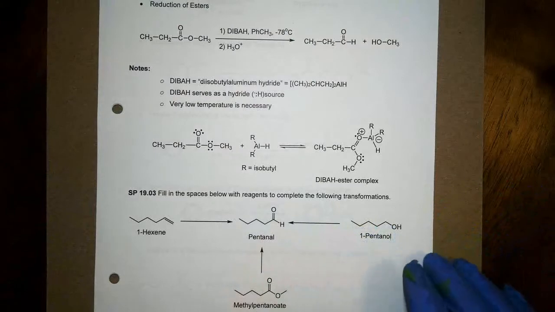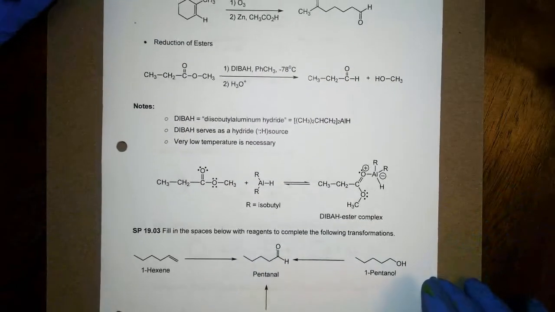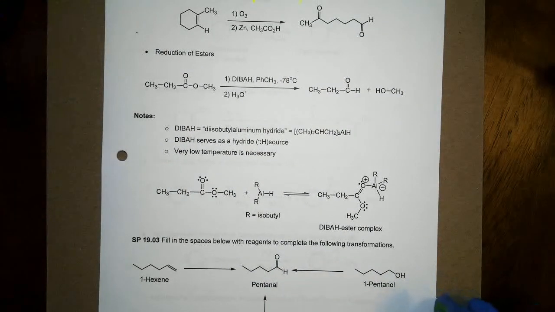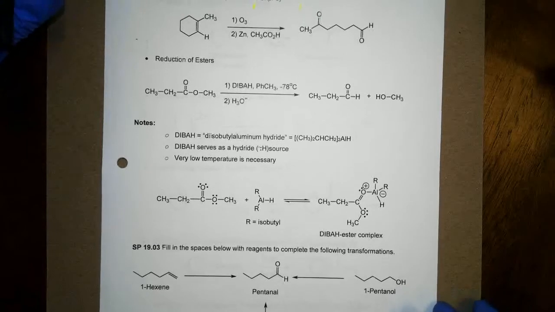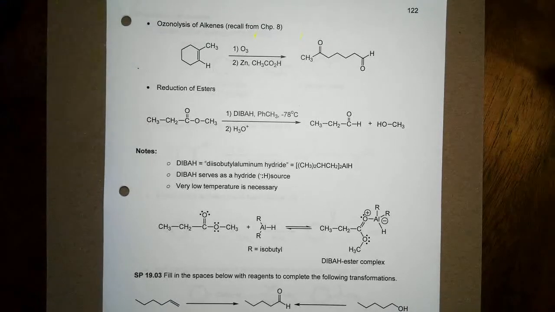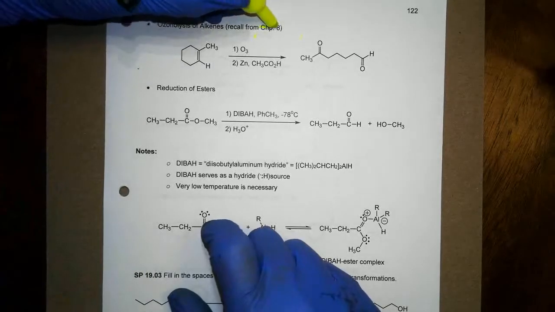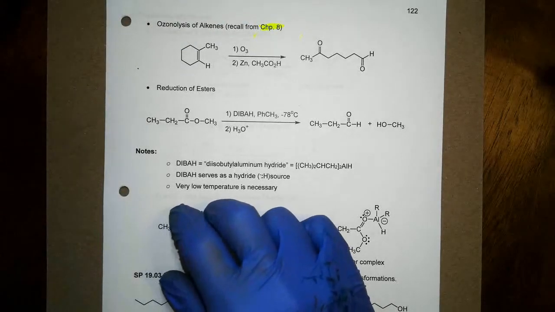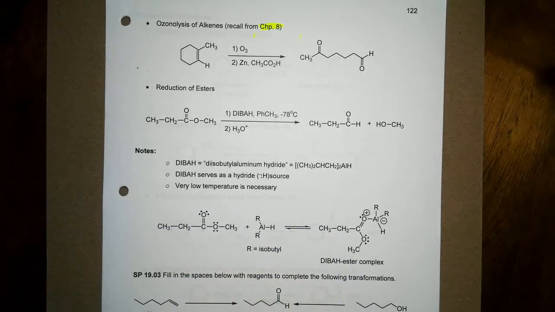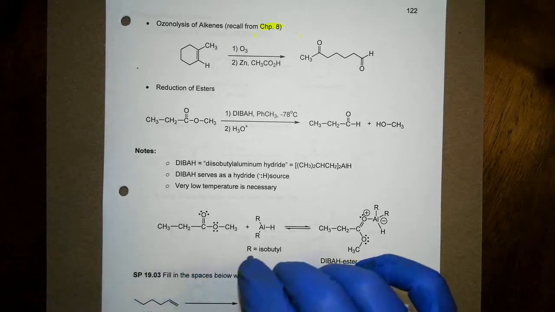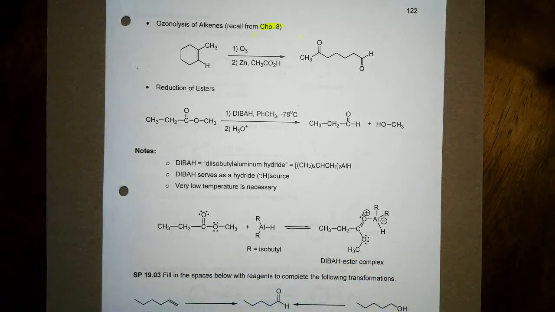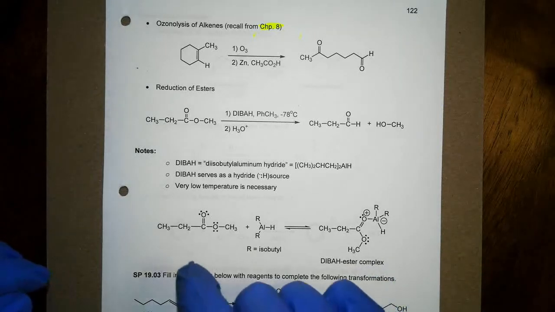Now, continuing in this vein of how to make ketones and aldehydes, let's go back a little further to our favorite chapter. This is chapter 8. Remember ozonolysis? Ozonolysis was a way to cleave pi bonds. More specifically, you could cleave a carbon-carbon double bond or even a carbon-carbon triple bond. But in this case, we're going to cleave a carbon-carbon double bond.